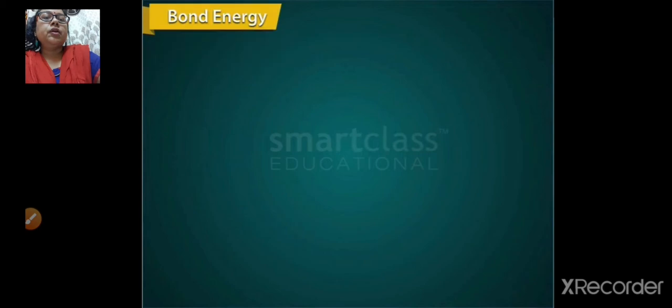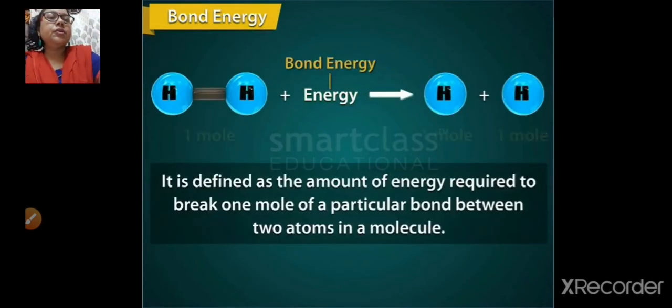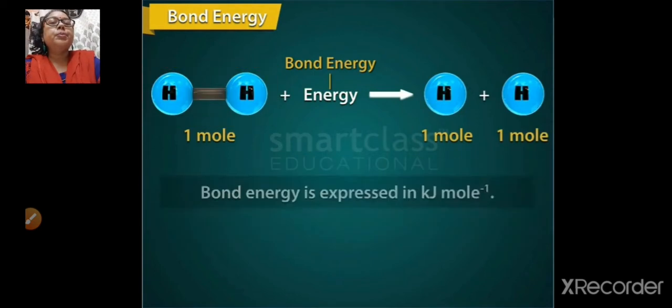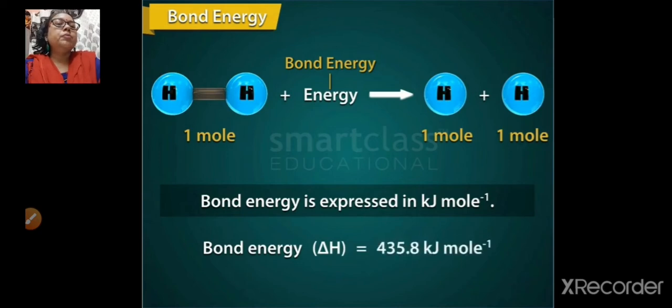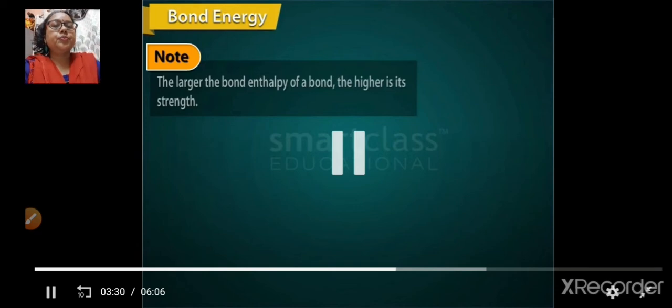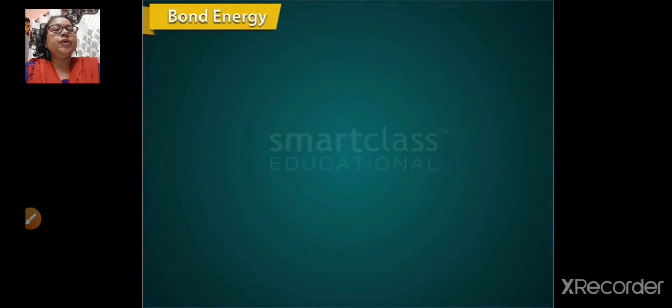Let's begin with bond energy or bond enthalpy. It is defined as the amount of energy required to break 1 mole of a particular bond between two atoms. So 1 mole of hydrogen plus energy, that is the bond energy, breaks the hydrogen molecule into two hydrogen atoms of 1 mole. Bond energy is expressed in kilojoule per mole, and is denoted by delta H.